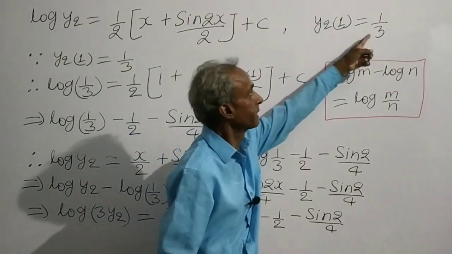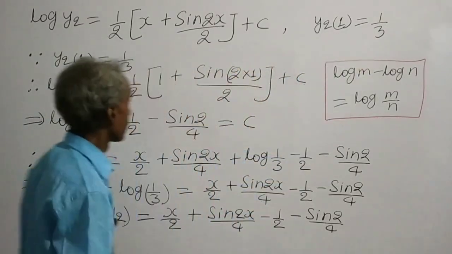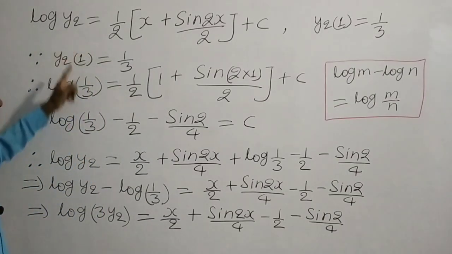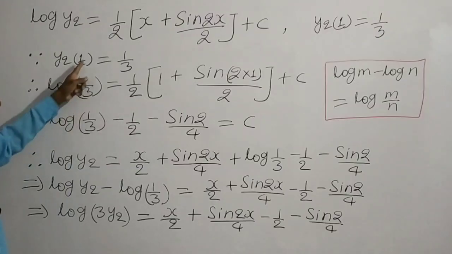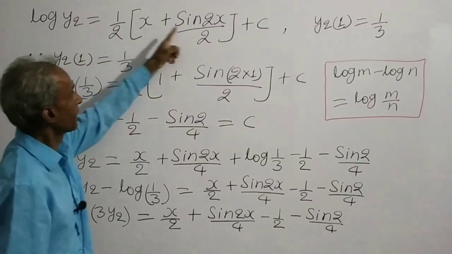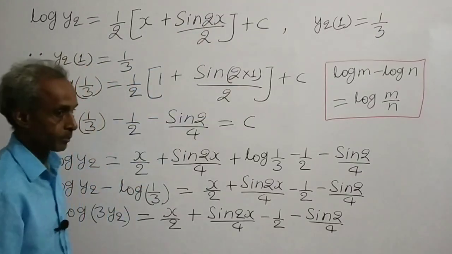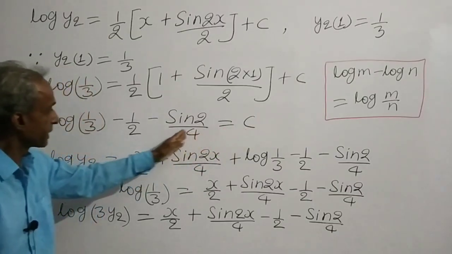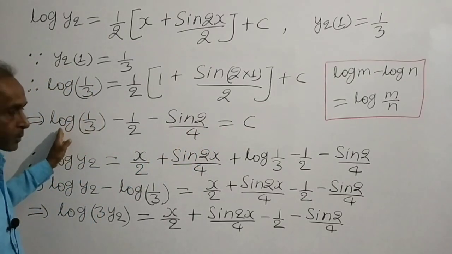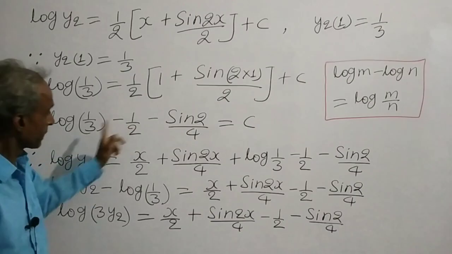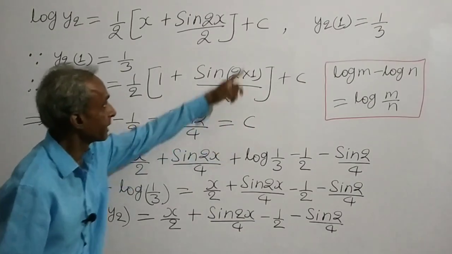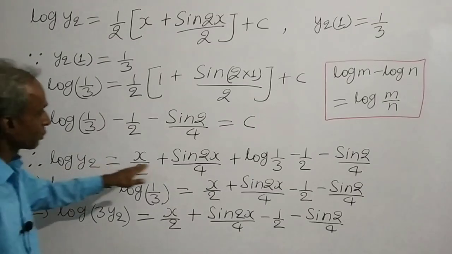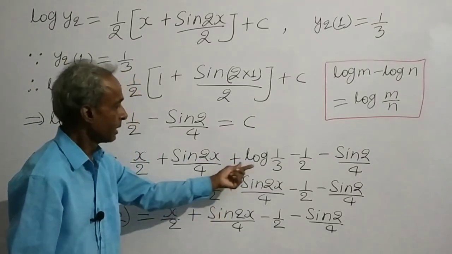Since this is given in the question, therefore we put 1 by 3 in place of y1 and 1 in place of x. Then we get value of c is equal to this. When we put this value of c here, then we get log y2 is equal to this.